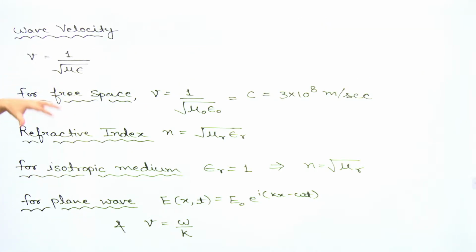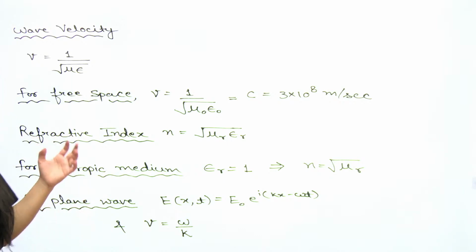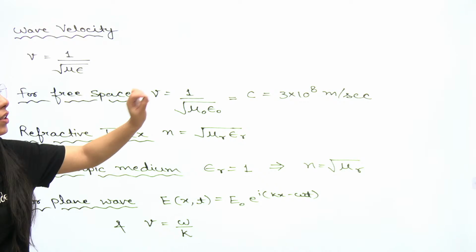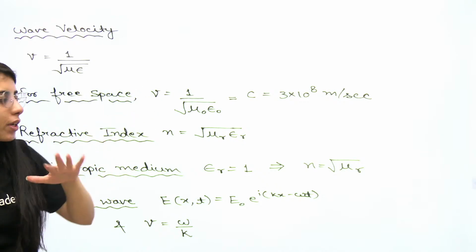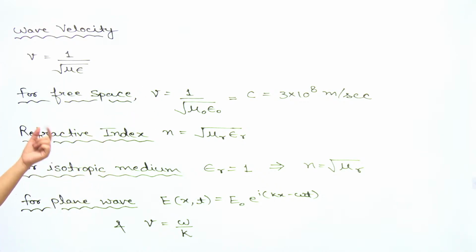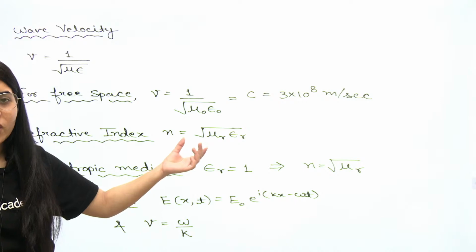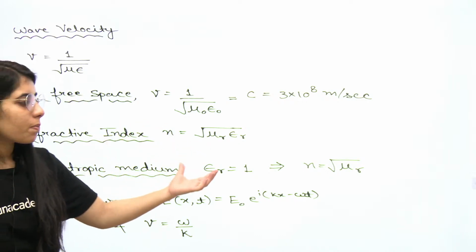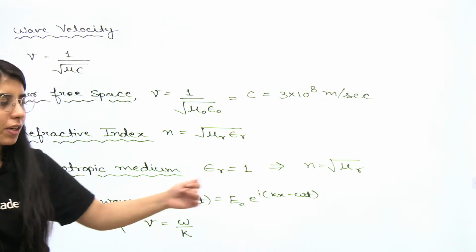These are the basic formulae for wave velocity. What is wave velocity? 1 upon root mu epsilon. Then according to the medium, if it is free space, what will be the expression? 1 upon root mu naught epsilon naught is equal to C, okay, that is 3 into 10 to the power 8. Then how the refractive index is related to this expression, clear. That's what you can consider. Then for an isotropic medium, what will be the epsilon value and how you can get the refractive index.